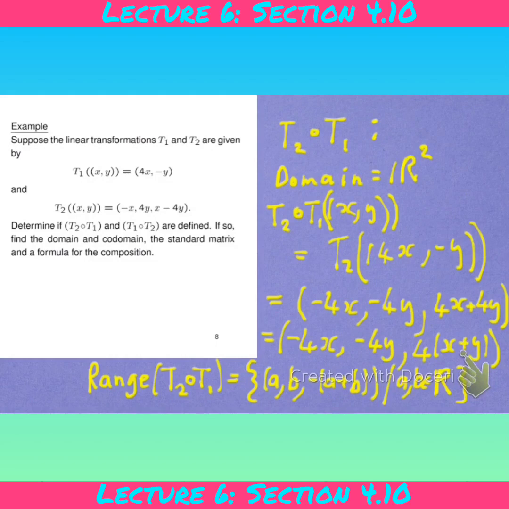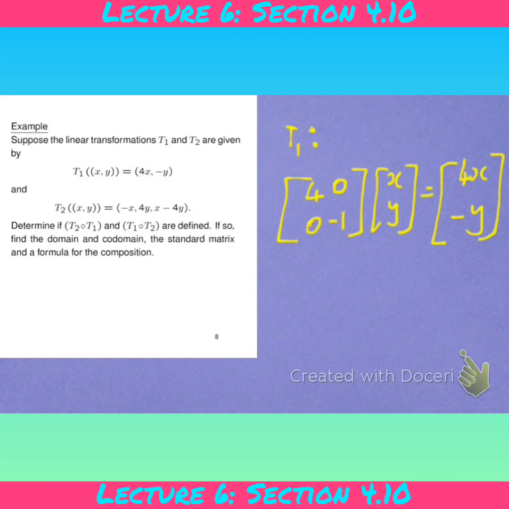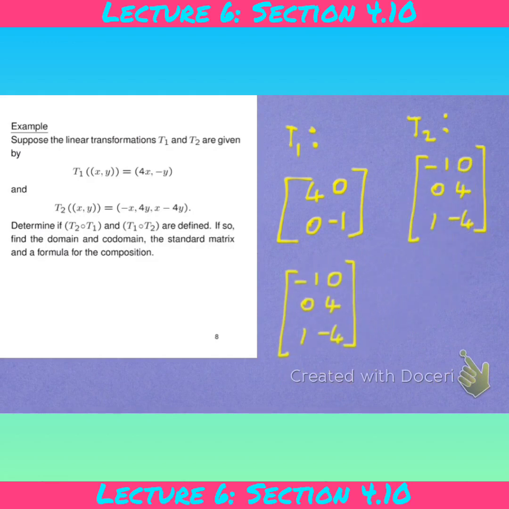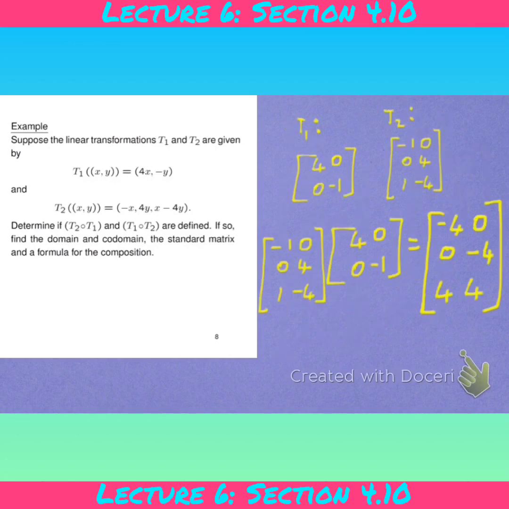So let's look at finding the standard matrix. We've found the formula for T2 composition T1. What is the standard matrix? There's the standard matrix for T1, and for T2, there we've got that standard matrix. To get the standard matrix for the composition, we take the product between the two matrices. Right, so there's my standard matrix for the composition.